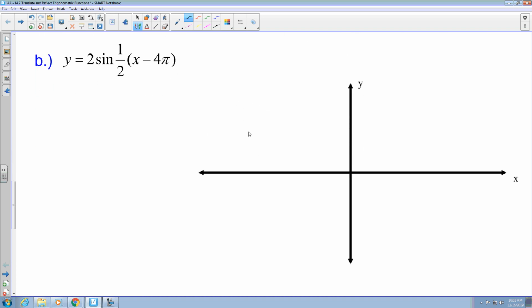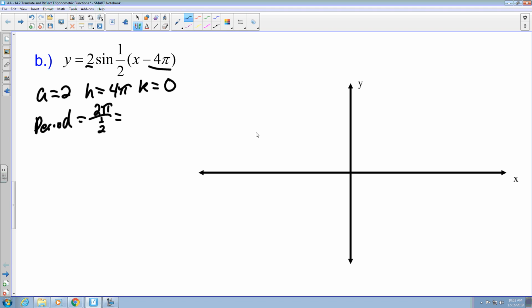So if we look at the next example, I got y equals 2 sine times 1/2 by the quantity of x minus 4 pi. So a in this case is 2. H in this case is positive 4 pi. There's no value of k on the outside, so k is 0. Let's see here. B is 1/2. So when we look at the period of this, it's going to equal 2 pi over 1/2, which is going to be equal to 4 pi.